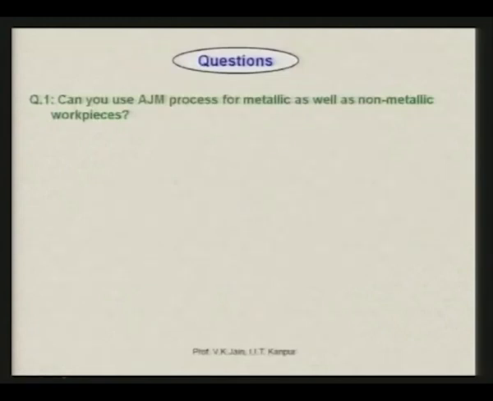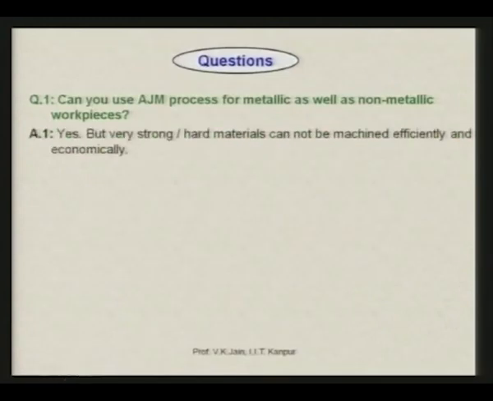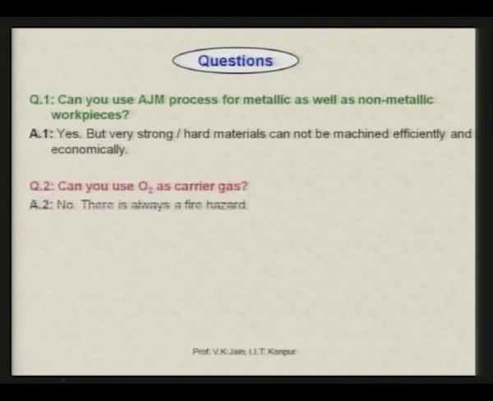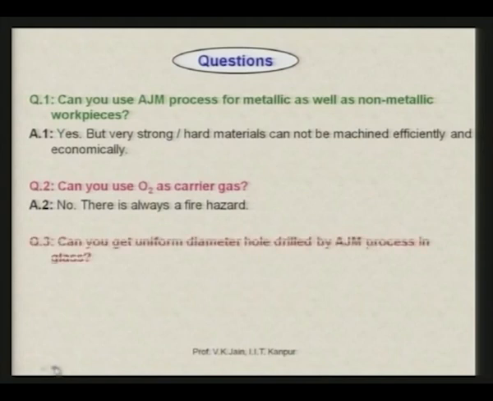Now, there can be various questions, some of which I am just showing you. Can you use AJM process for metallic as well as non-metallic workpieces? Answer is yes, but very strong or hard materials cannot be machined efficiently and economically. Same way, can you use O2 as carrier gas? Answer is no. There is always a fire hazard because O2 helps in fire or burning.